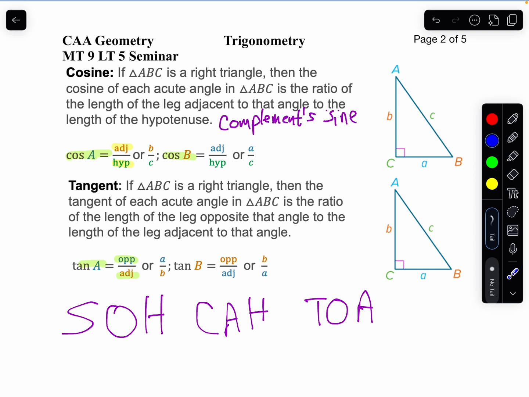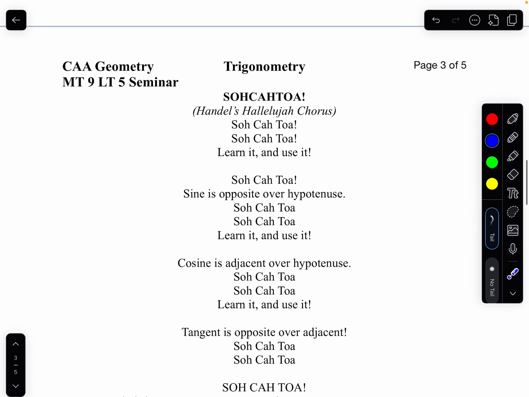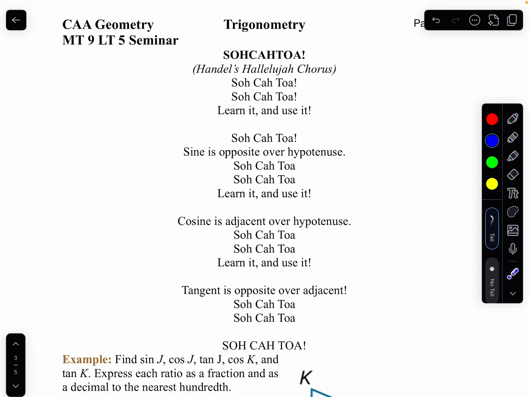And then, because it's kind of an important rule, yes, we have a song that will help us out. And this goes to Handel's Alleluia Chorus. Remember, I have no pitch or rhythm, but I'll do my best here. Remember, it goes, Alleluia, Alleluia.